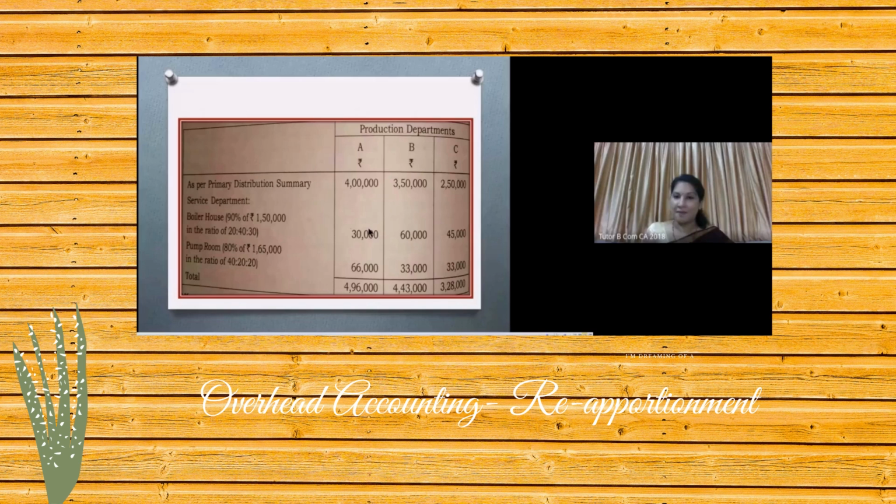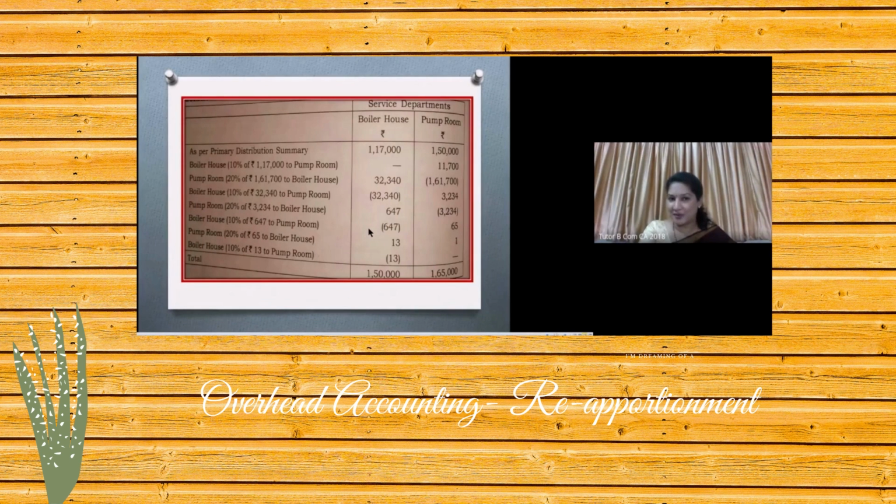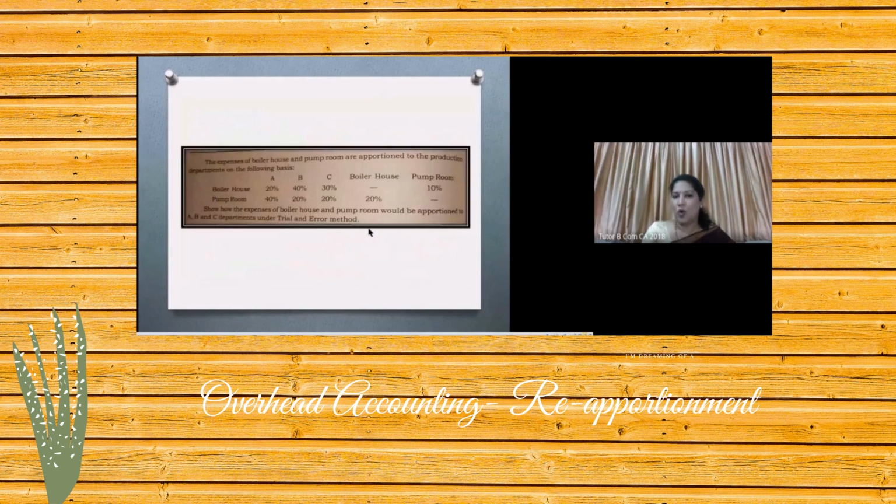Primary distribution summary, which is reapportioned with the service department expense. Now you might want to ask me, from where do I get the service department? It has already been apportioned to service department. Some of you might be thinking in that way, but you have to remember that here what we were sharing is only a portion of the total expense.